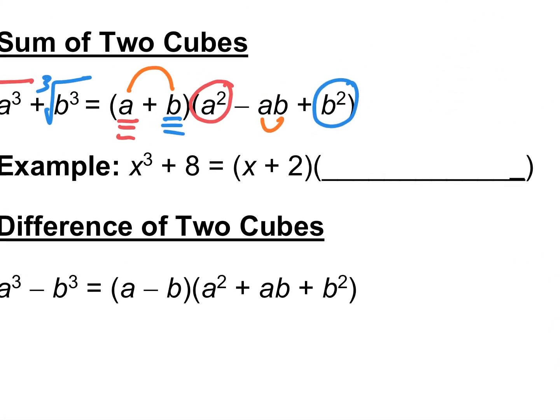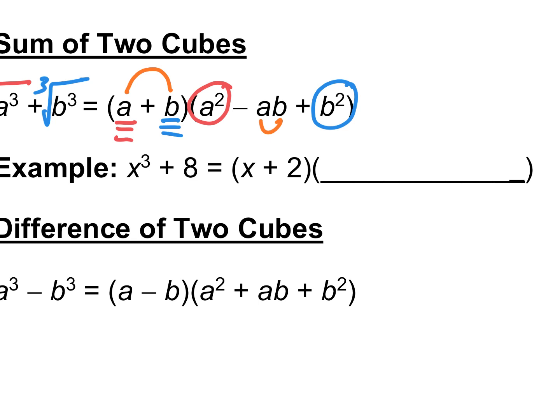So let's try one. The first binomial is filled in for us, but I would go ahead and cube root the first part, and that gives me x. I cube root 8, because it's a perfect cube. The cube root of 8 is 2, because 2 times 2 times 2 gives me 8. If I think about what I need to multiply x by to get x cubed, I need 2 more x's. I need x squared to be in the first term.